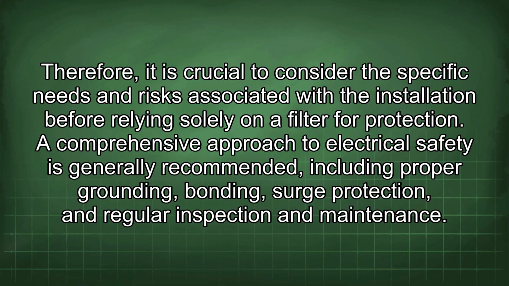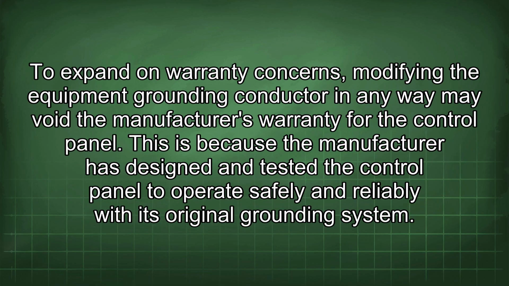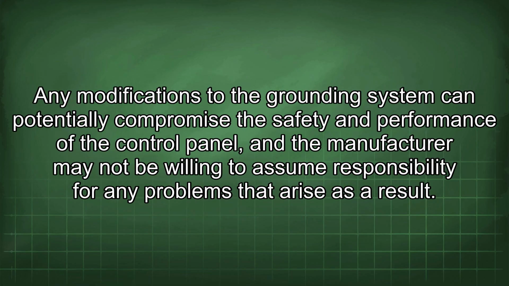To expand on warranty concerns, modifying the equipment grounding conductor in any way may void the manufacturer's warranty for the control panel. This is because the manufacturer has designed and tested the control panel to operate safely and reliably with its original grounding system. Any modifications to the grounding system can potentially compromise the safety and performance of the control panel, and the manufacturer may not be willing to assume responsibility for any problems that arise as a result.